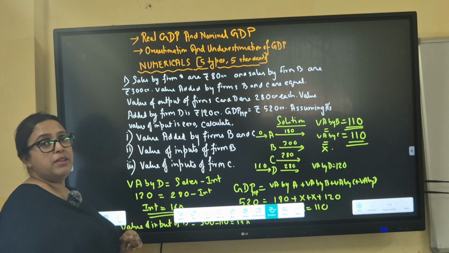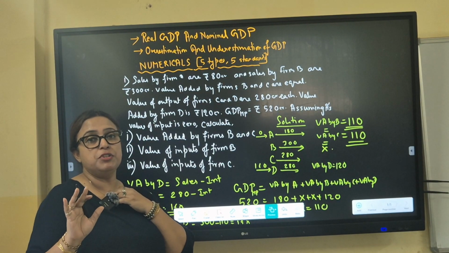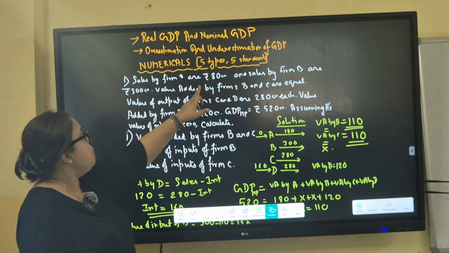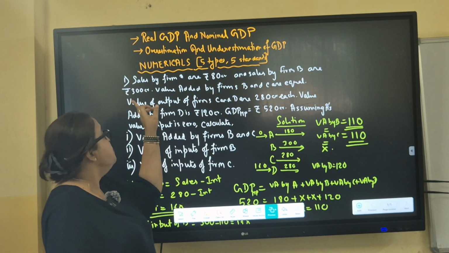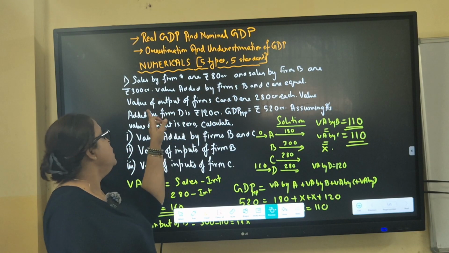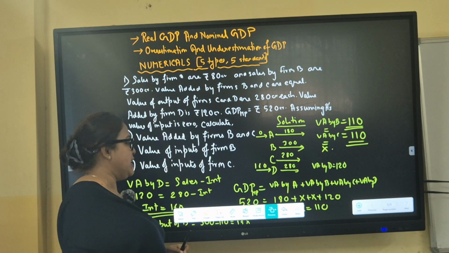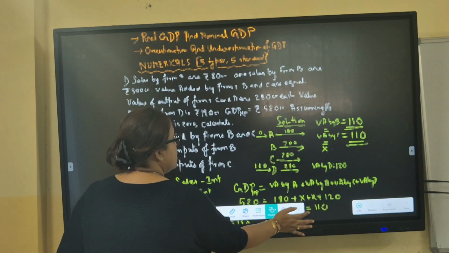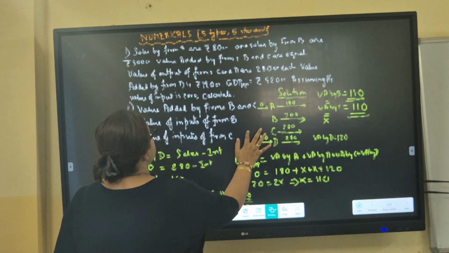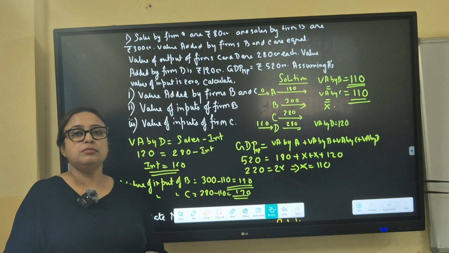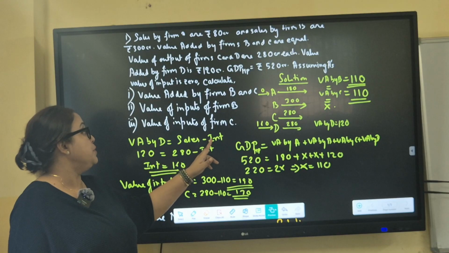Now coming to numericals, I have shown 4 numericals of different types over here. If you get a numerical like this: sales by firm A 80 crores, sales by firm B 300 crores, value added by firm B and C are equal, and there is a whole lot of text given over here. Children, what I would want you to do is pause over this particular sum.